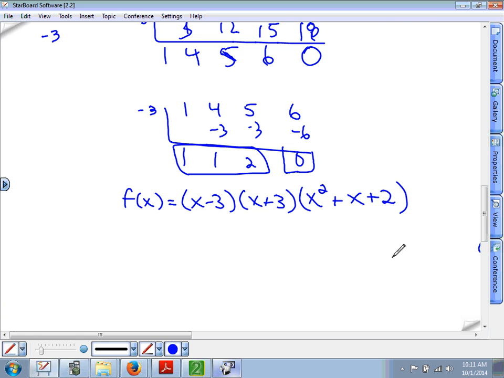what's the next option? We're down to x squared plus x plus 2. Quadratic formula. Do the quadratic formula on that bad boy, see what happens.